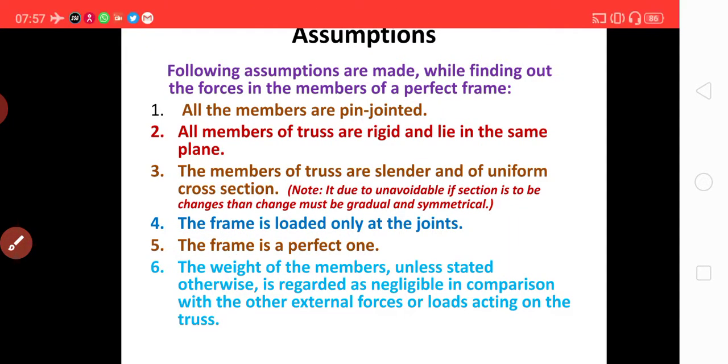The frame is loaded only at the end joints, the joints only. The frame is a perfect or plane frame. The weight of the member, unless stated otherwise, is regarded as negligible in comparison with the other external forces or loads acting on the truss.